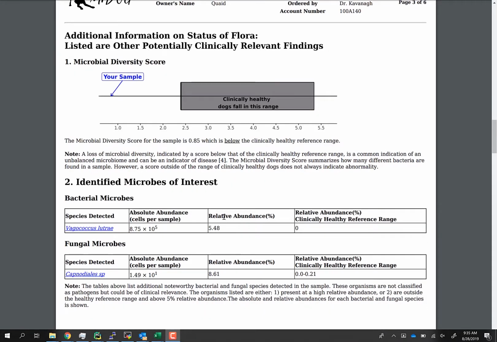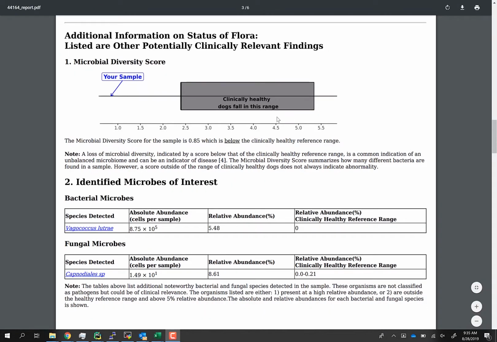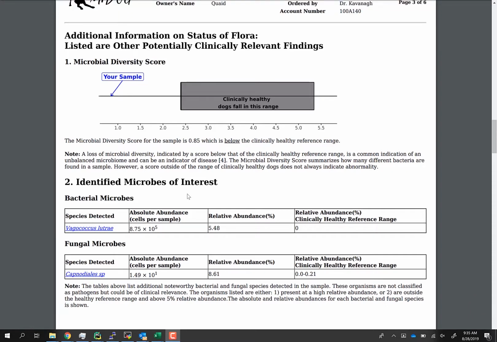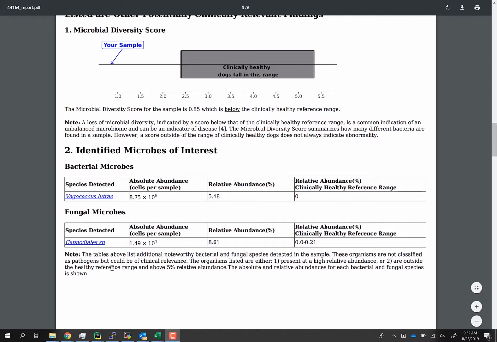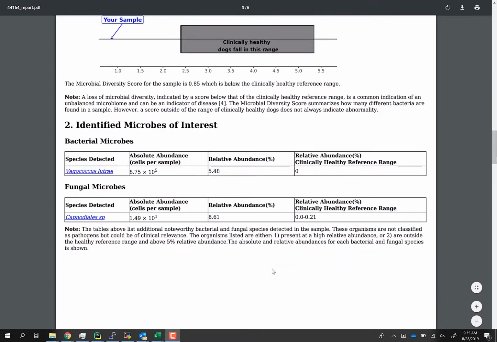For instance, on this page, the first thing you see is a clinically healthy range for dog skin, and then where your sample falls. In this case, this sample is outside the normal reference range, so we consider that a pathogenic sample. These are some other microbes of interest and their abundance in the sample, both bacterial and fungal.